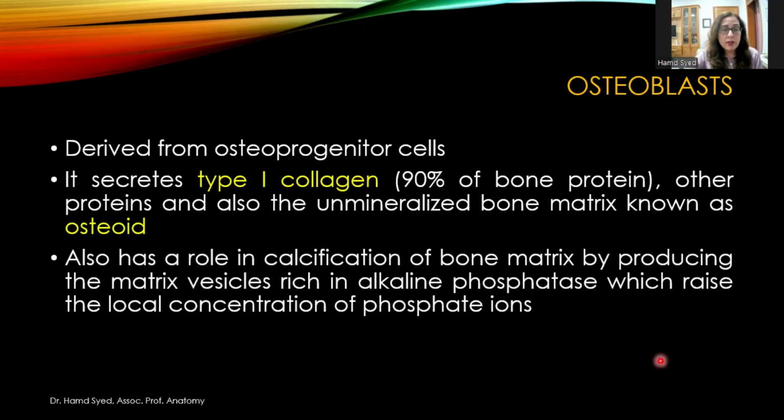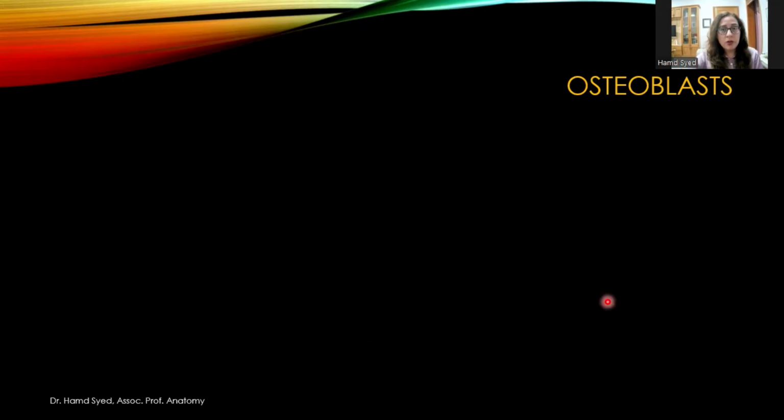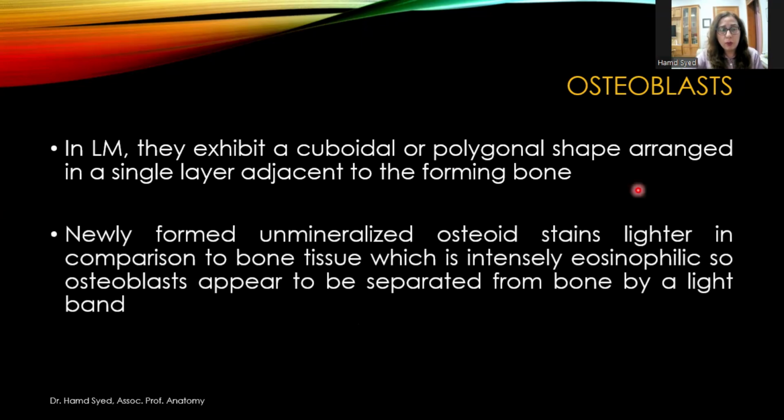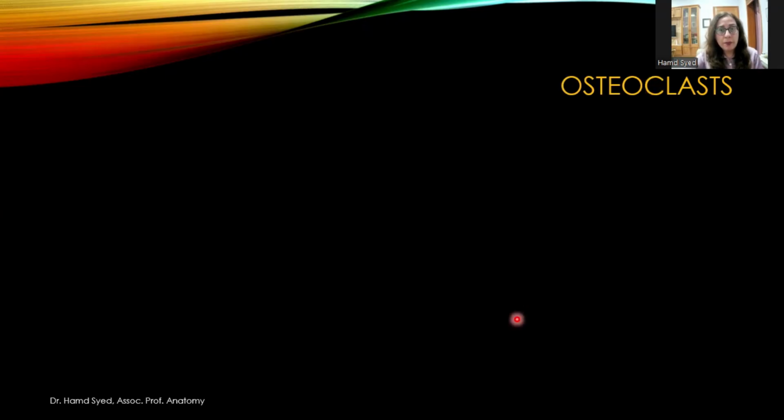Also, the osteoblasts have a role in calcification of bone matrix by producing matrix vesicles rich in alkaline phosphatase, which raise the local concentration of phosphate ions. So their essential role is in bone synthesis. In the light microscope, they appear as a cuboidal or polygonal shape arranged in a single layer adjacent to the forming bone. Newly formed unmineralized osteoid, remember, stains lighter in comparison to bone tissue, which is intensely eosinophilic, so osteoblasts appear to be separated from bone by a light band.